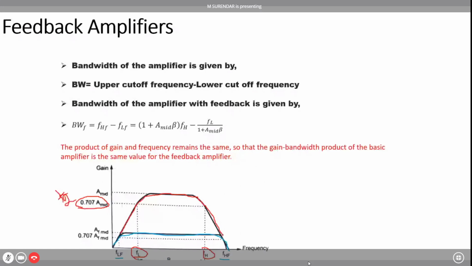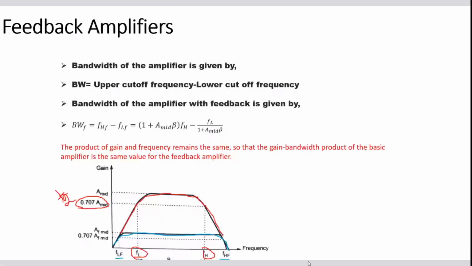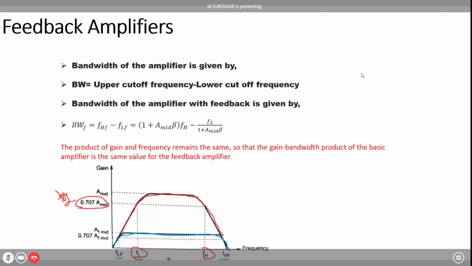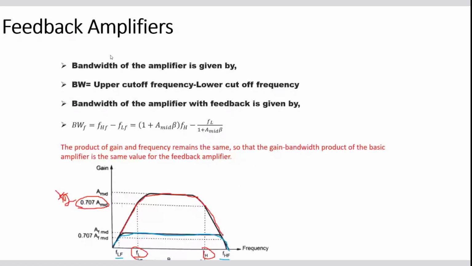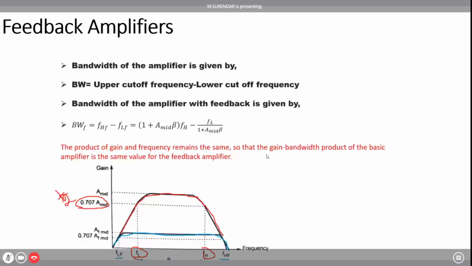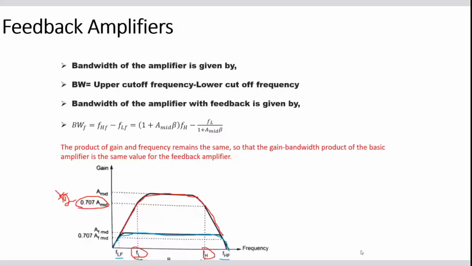Okay. And 20 log of 1 by root 2 is 3 dB, minus 3 dB. So from the topmost value, you move 3 dB below, so that you will be getting the bandwidth. Similarly, here you take the peak value, that means the mid-range frequency value, what is the corresponding gain, and you move 3 dB down, you will be getting the corresponding bandwidth of your amplifier.